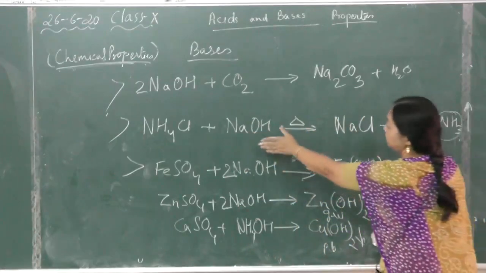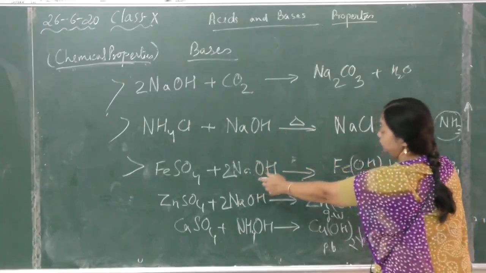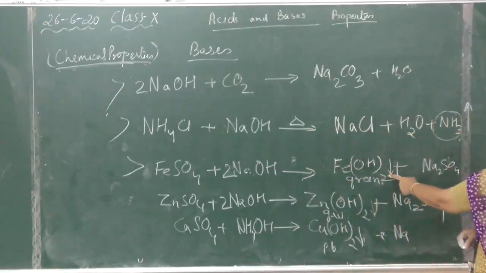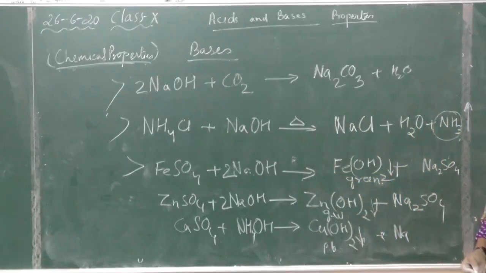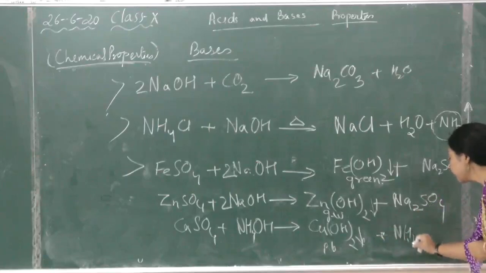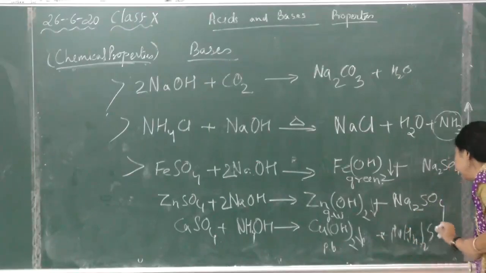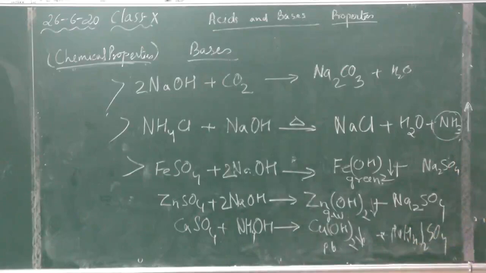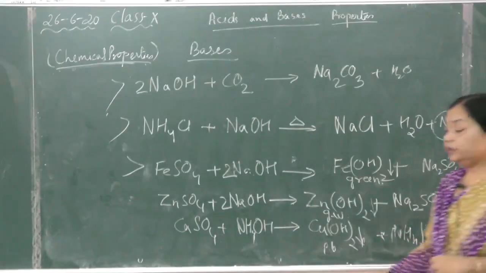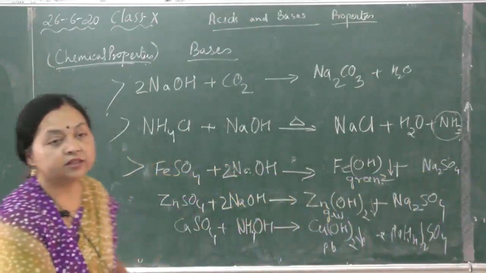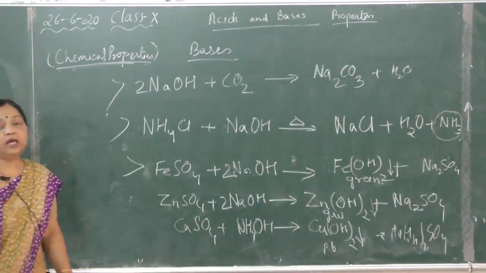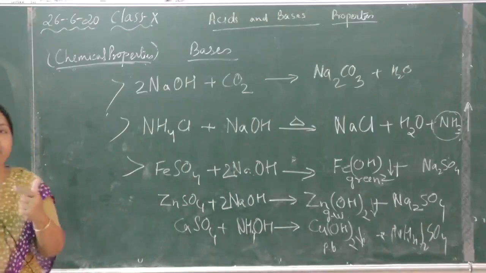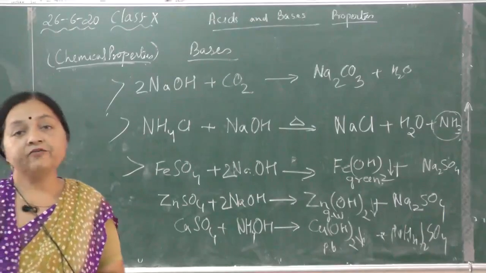In FeSO4 plus NH4OH, you get Fe(OH)2, but instead of sodium sulfate it is (NH4)2SO4. Here also it will be (NH4)2SO4. So this ends the chapter of salts and bases. After this we have pH value.